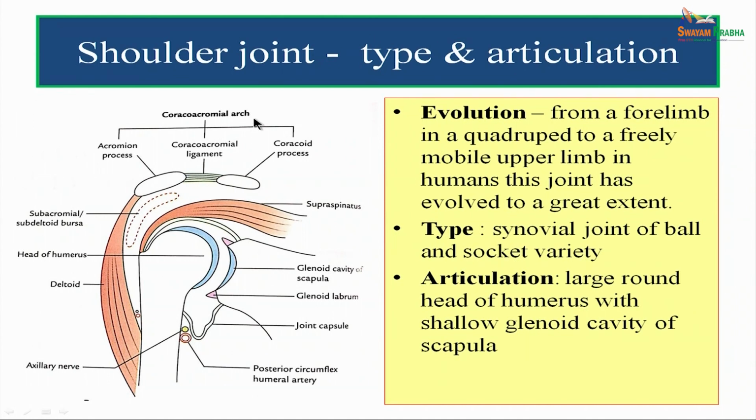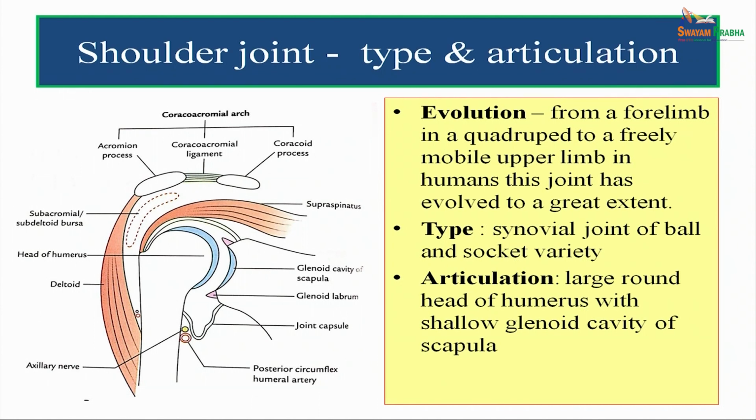Before going on to the main topic of the shoulder joint, let's see how it has evolved from animals to mankind. The shoulder joint was a forelimb in quadrupeds, and then it has evolved by undergoing a large number of modifications in the process of evolution to become a very freely movable joint in the upper limb of the human body.